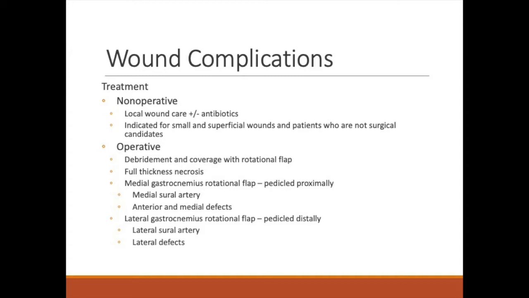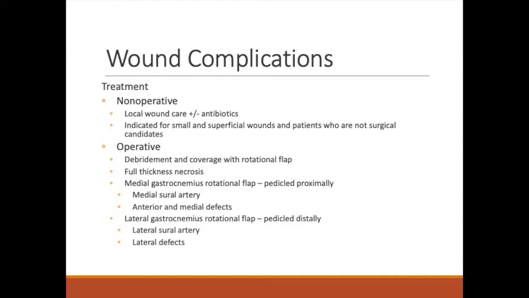When a patient meets an operative indication, you want to perform an extensive debridement with recoverage, with or without a rotational flap, which includes the medial gastrocnemius and a split thickness skin graft from the ipsilateral thigh, if there's significant necrosis or dehiscence that can't be reapproximated without low tension. This is usually also indicated for full thickness necrosis, not just marginal necrosis.